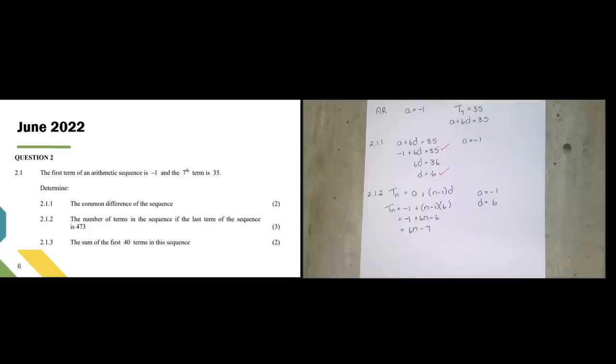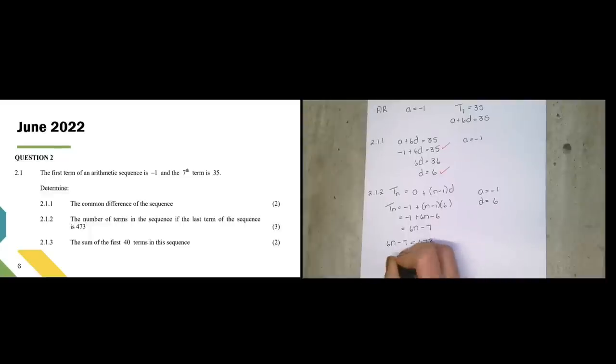In this sequence, the last term is 473, so I can take my formula for the terms and make it equal to 473, because I want to know the number of terms. Now I've got an equation I can solve. That means 6n is equal to 480, and n, my number of terms, works out to be 80. So I'm going to finish off by saying there were 80 terms. This was a 3-mark question. The marks went for getting the equation of the general term, putting it equal to 473, and then calculating that there were 80 terms.